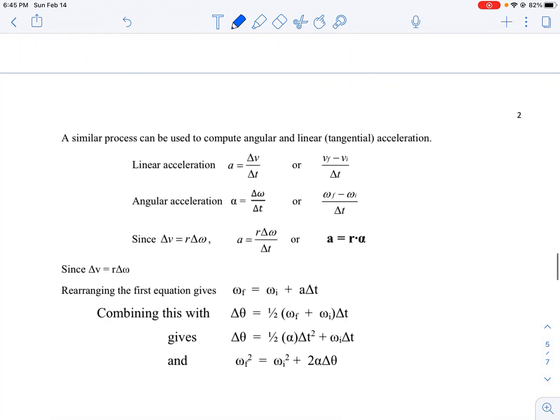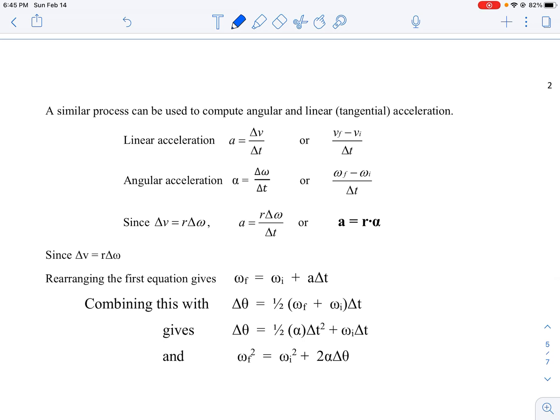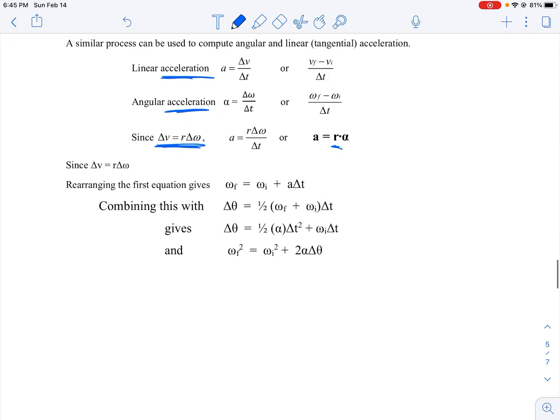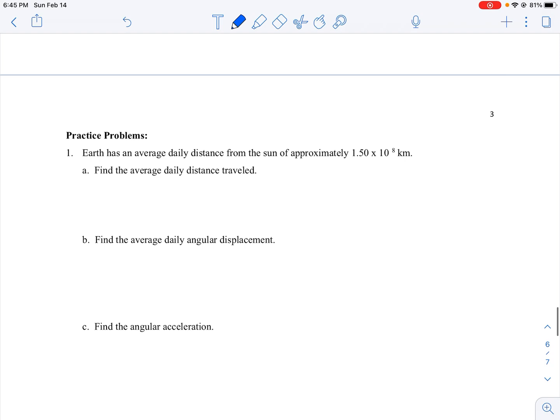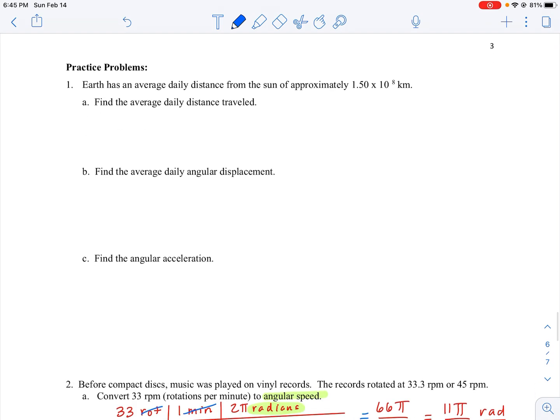Okay, so let's see. I have written them here as well. And also just a reminder of how these things are related back to the definitions, that the definition of acceleration was delta v over delta t, and now angular acceleration is change in angular speed over delta t. And just again, also a reminder that the link is the radius. So let's try some practice problems. We've got 3 more to go here.